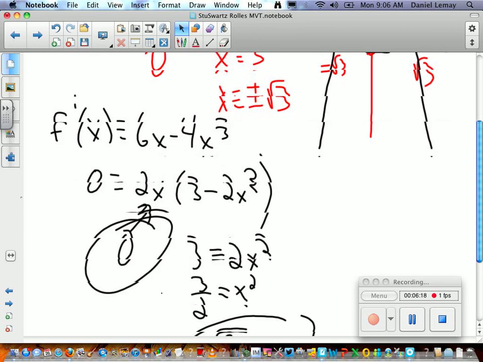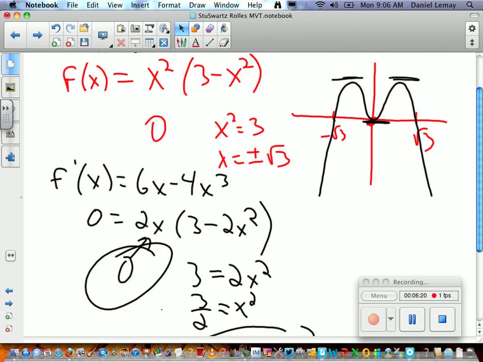And if we graph this on a calculator, I would highlight, we know that that's going to be the square root of 1.5, negative square root of 1.5. That's positive square root 1.5. Okay, and that's where the slope is 0. Okay, so that's Rolle's theorem.